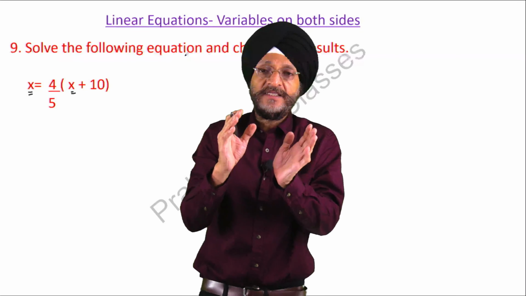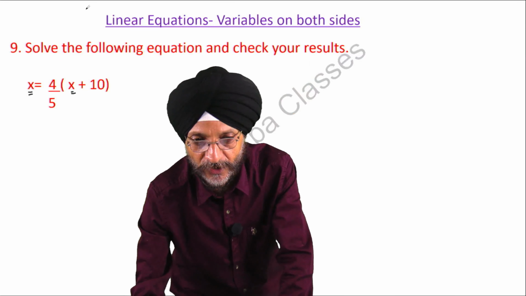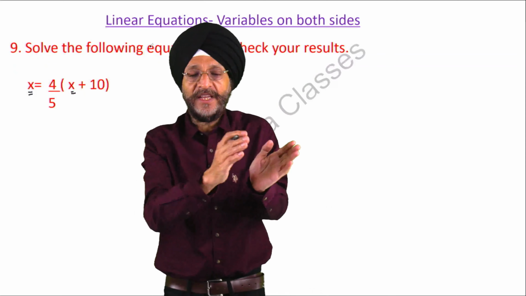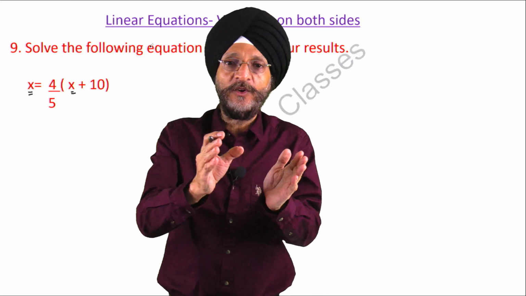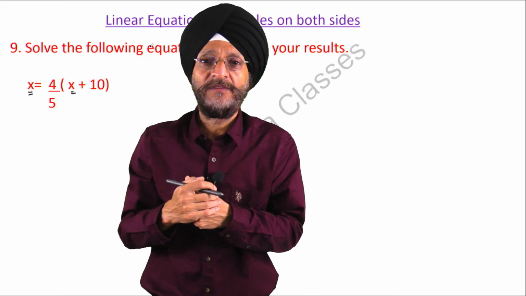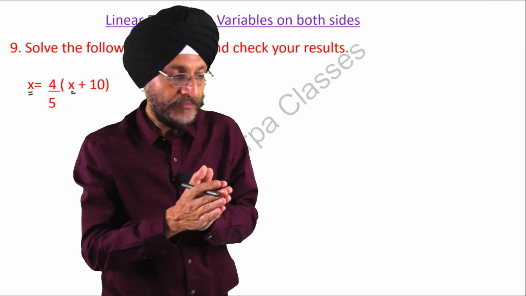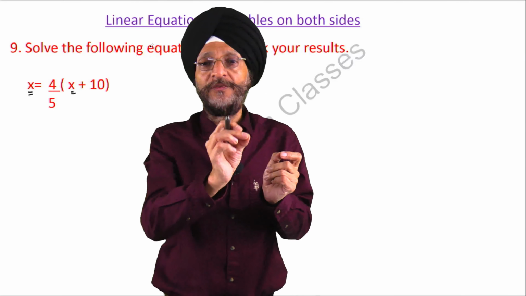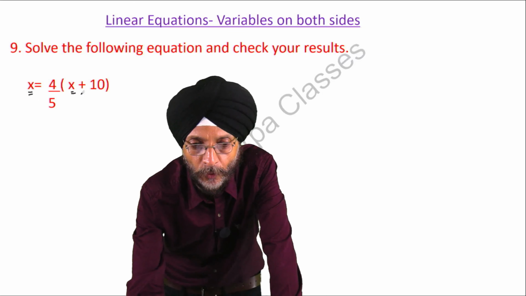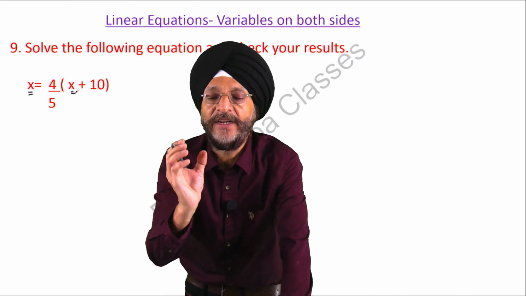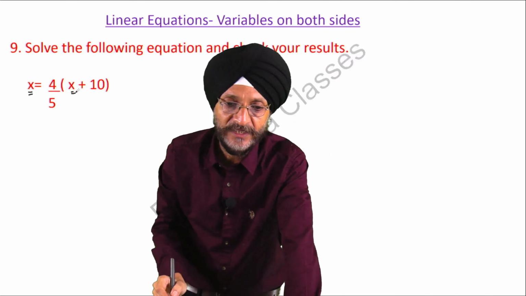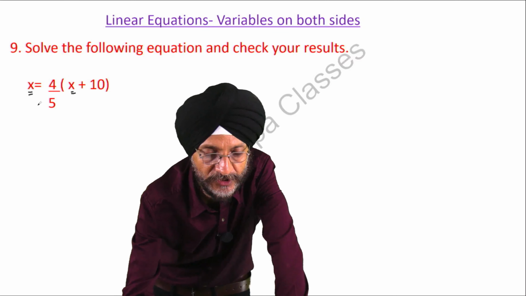First, it is written as solve the following equation. That is, we are to find out the value of the variable. In this case, the variable is x, so we will find out the value of x. Then the next part is check your results. What is the meaning? It means that we will fill in the value of the variable. That is, we will fill in the value of x on both sides and find out whether the left hand side is equal to the right hand side. Let us see how we will solve this question.